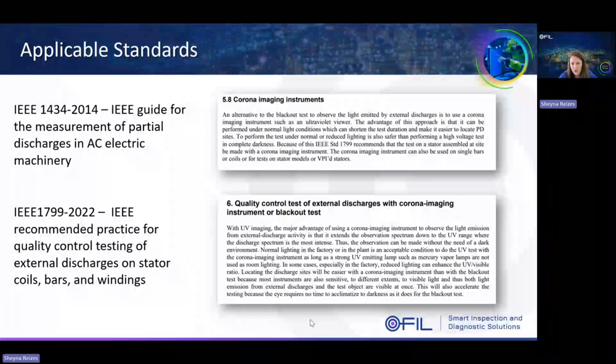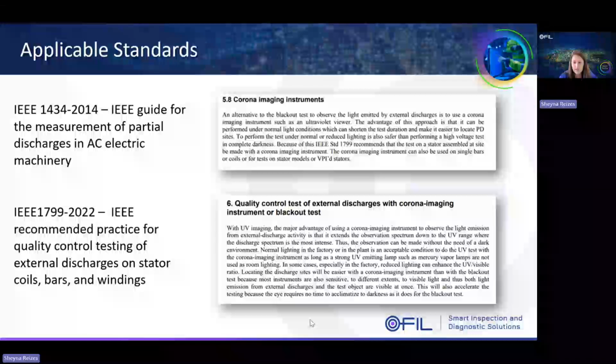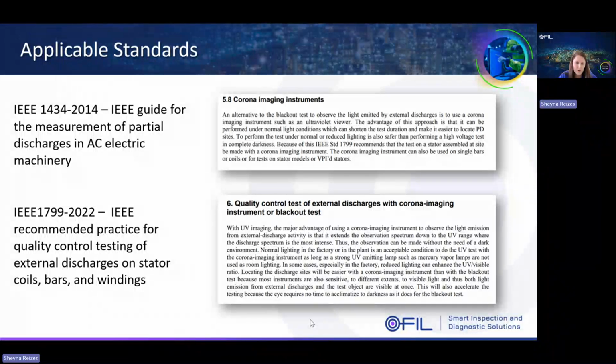Now, partial discharge testing in rotating machines is recommended by many industry standards. For example, IEEE 4034 and IEEE 1799, which provide guidance on the measurement and detection of PD in rotating machines using UV technology. They outline the recommended practices for the test setup and for the interpretation of the results.